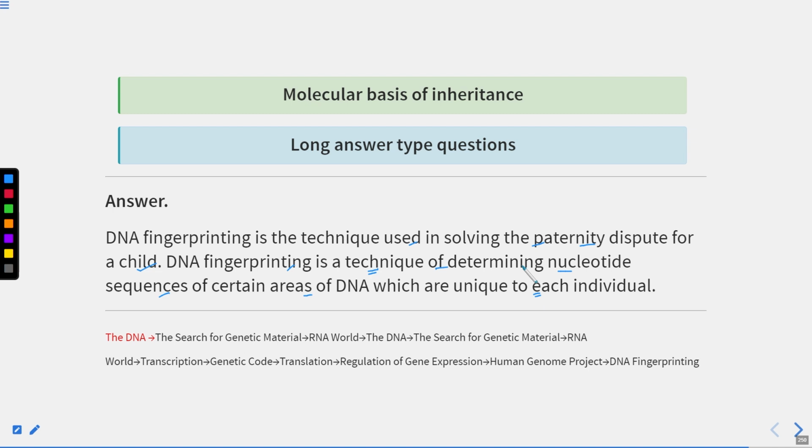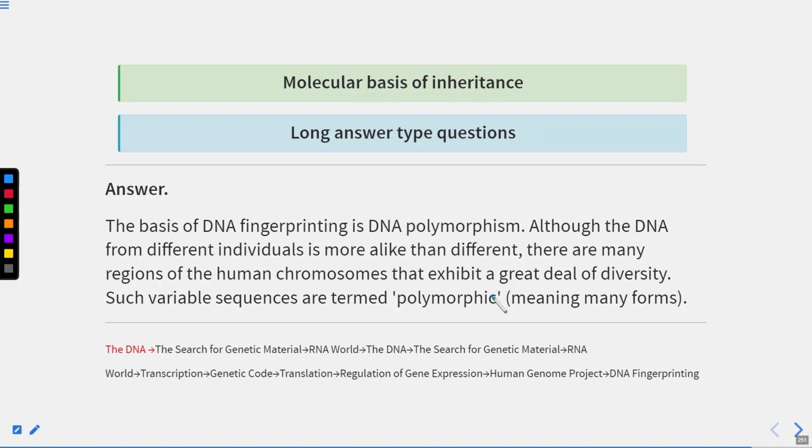It is a technique of determining the nucleotide sequences of certain areas of DNA, not all the areas, but certain areas of DNA which are unique to each individual. Now, the basis of DNA fingerprinting. What is the basis of DNA fingerprinting? It is DNA polymorphism, or you can say VNTR. We'll talk about this VNTR.